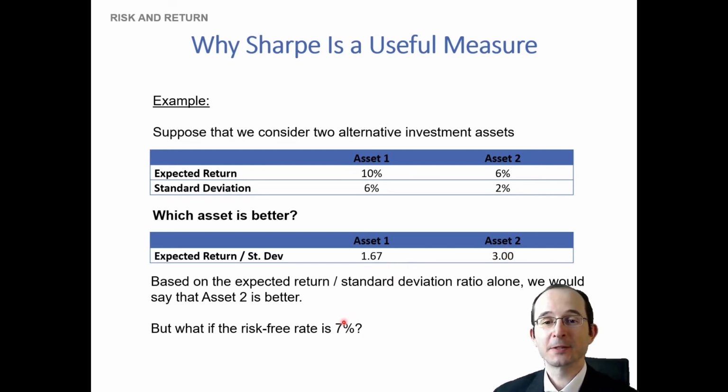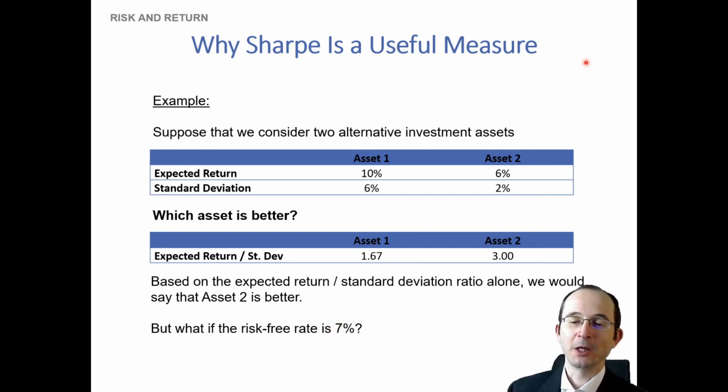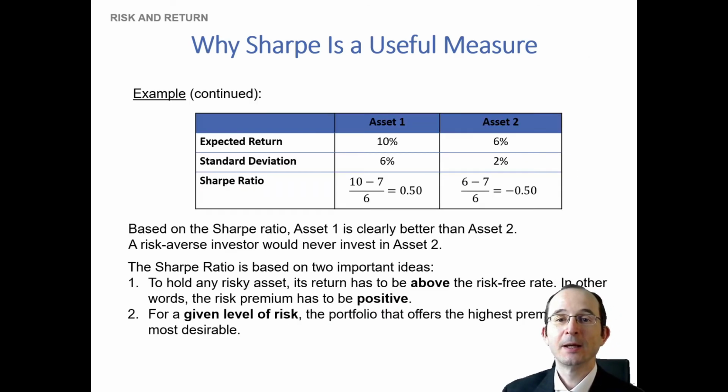But if there is a risk-free asset, then you can actually bring in the idea of a Sharpe ratio, because remember that ratio requires you to know what the risk-free rate is, and then you may come to a different conclusion. So the Sharpe ratio of asset 1 is actually 0.5. In other words, the risk premium is 3%, standard deviation is still 6, ratio is 0.5. For asset 2, the risk premium is actually -1. Standard deviation is 2, so the ratio is -0.5.